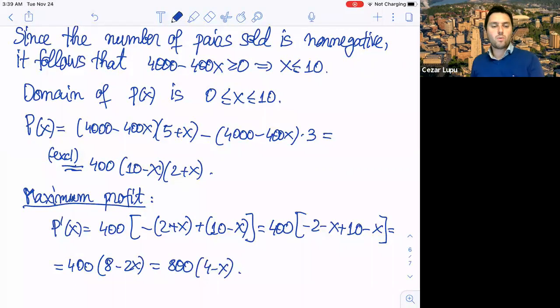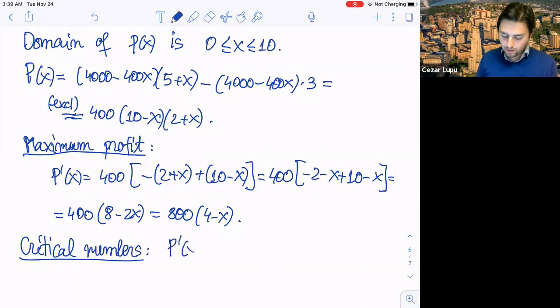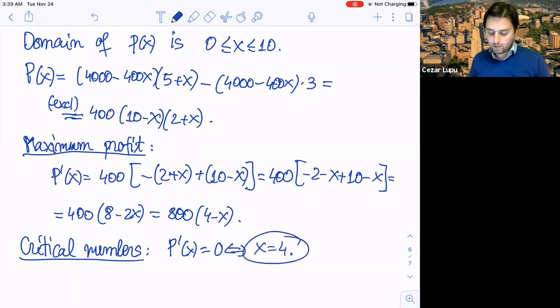And now guess what? We want to find a critical number. So we're going to set this equal to 0. We're going to have just one critical number. p prime of x is 0 if and only if 4 minus x is 0. So x is 4. So that's the critical number. Now we want to evaluate our function p of x at the endpoints of the domain of definition, which is 0 to 10.